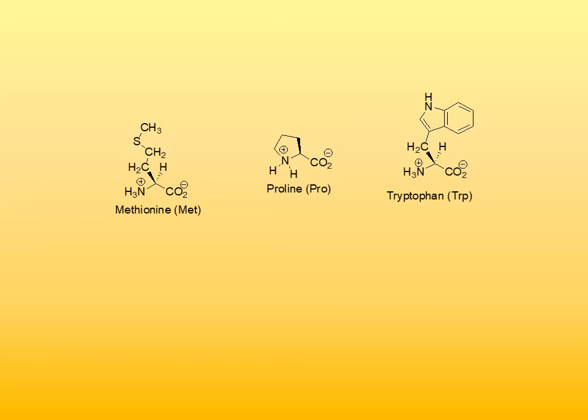Now there are 3 hydrophobic amino acids that the best is just to memorize their structures: methionine, proline, and tryptophan. You could come up with some ways to derive them from alanine, but I think the best is for these 3 just to memorize them.